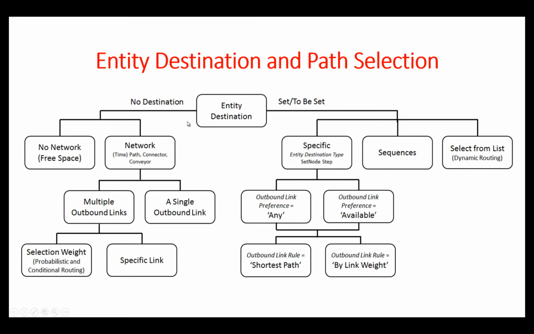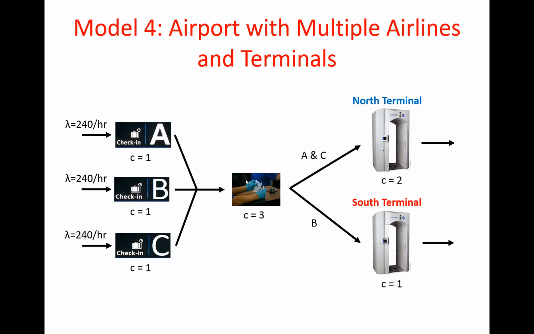So we have three airlines, basically airlines A, B, and C, and we have equal arrival rates for all three airlines. So we have the check-in process first for each airline, and then all of the passengers will go to the document checkpoint, and then airlines A and C are located in the north terminal, while the passengers for airline B go to the south terminal to be screened. So let's go to Simio and build this model.